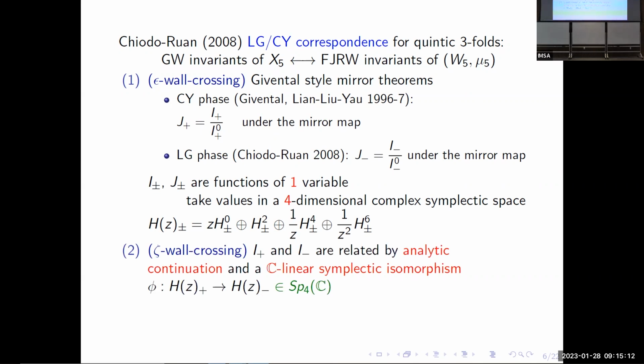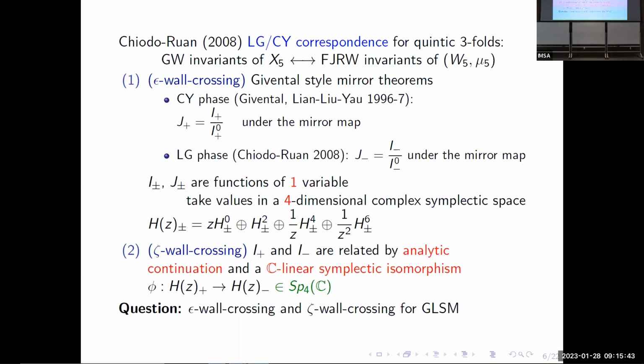The second step I will call zeta wall crossing, because we go from a stability condition zeta greater than 0 to zeta less than 0, and I plus and I minus are related by analytic continuation and a complex linear symplectic isomorphism between these 2 four-dimensional complex symplectic spaces.